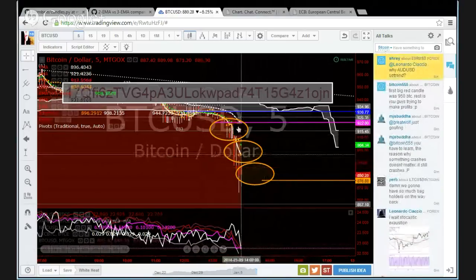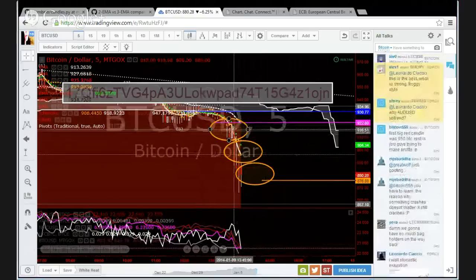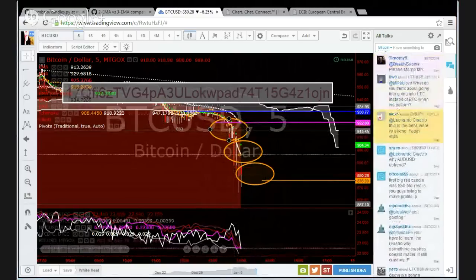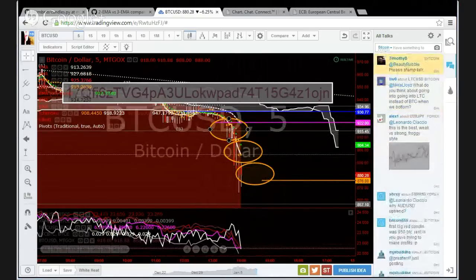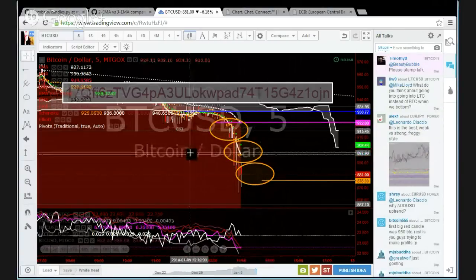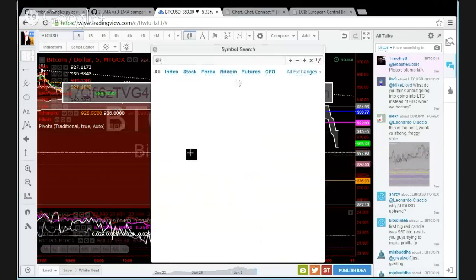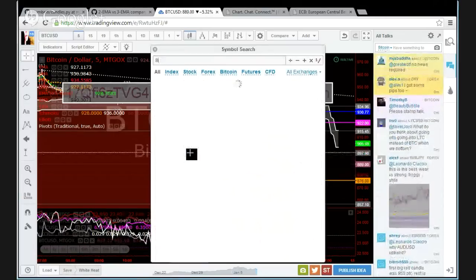Here's the pivot, 922. We've had that pivot going. Oh, my broadcast is going to terminate in 1 hour. Okay, 1 hour. So he wants to go to Bitstamp. Okay, so that's right, a BTC Bitstamp.